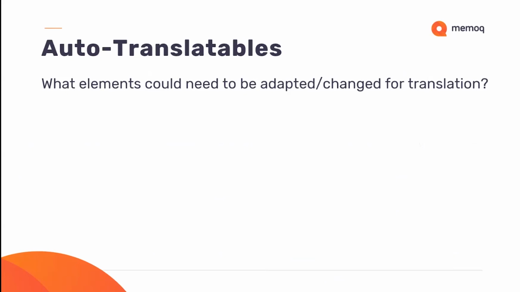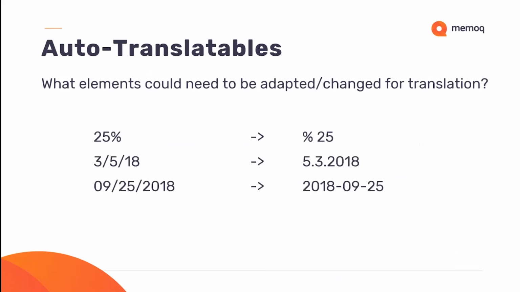Well, it depends on the documents that you have, but there might be elements that you want to change. For example, if you have digits followed by a symbol, like here a percentage symbol, and you want to change the sequence and maybe insert a space. Or if you have date formats and you want to change them into another kind of date format with dots, with dashes, again, rearranging the numbers maybe.